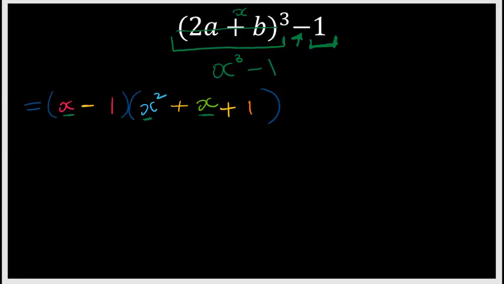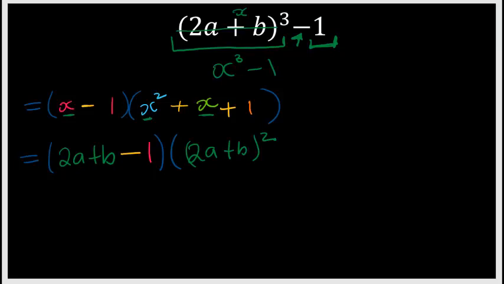So what happens now is you are going to say 2a plus b, and then it is still minus 1, multiplied by 2a plus b squared, plus 2a plus b, plus 1. And this is, first we solve the difference of cubes, and then we substituted back.